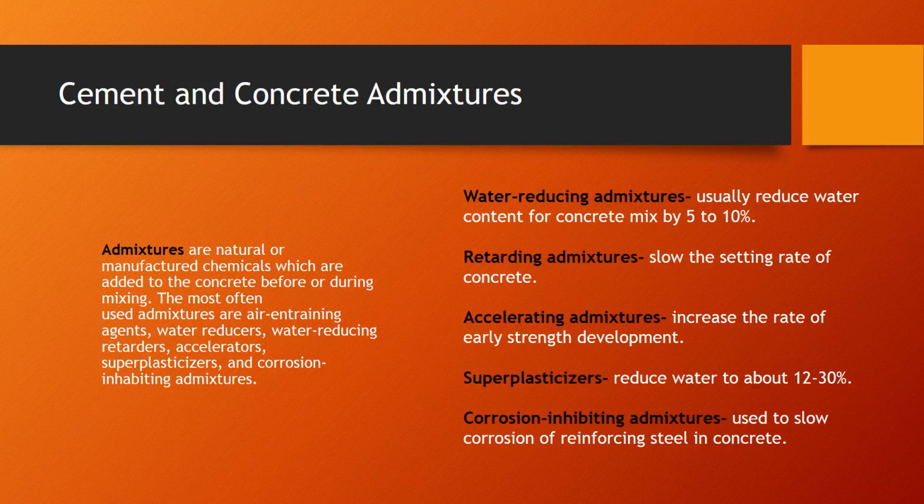Retarding admixtures slow the setting rate of concrete. Accelerating admixtures increase the rate of early strength development. Superplasticizers reduce water by about 12 to 30%. Corrosion inhibitor admixtures are used to slow corrosion of reinforcing in concrete.